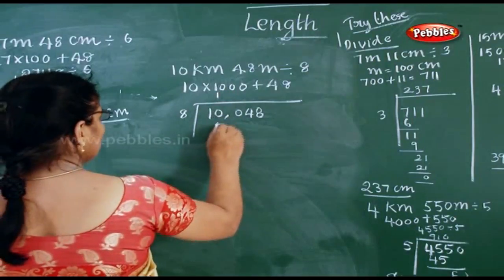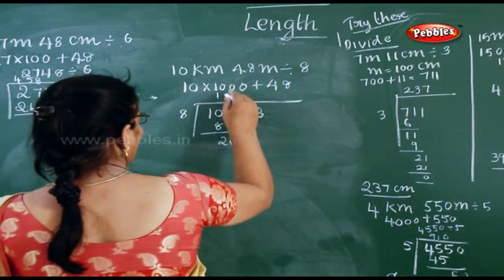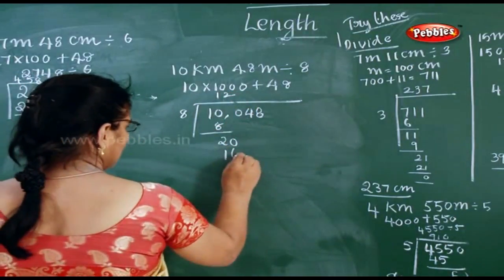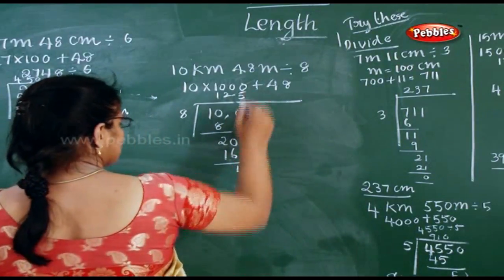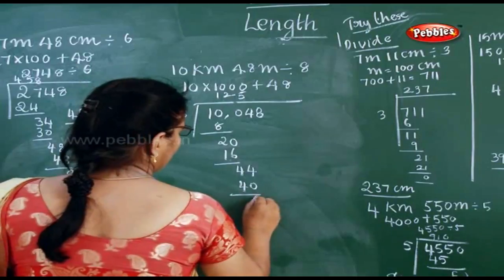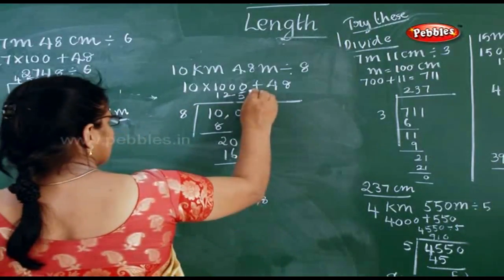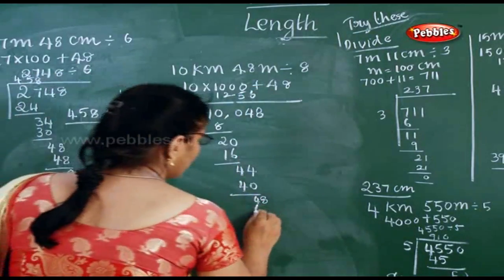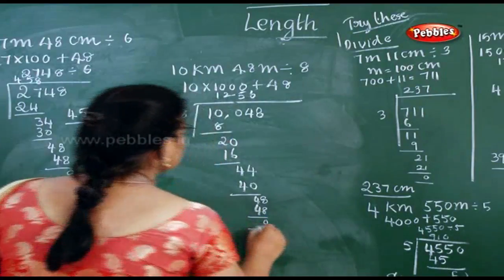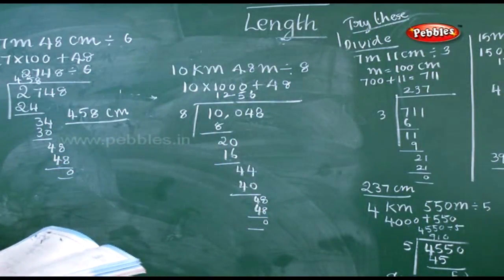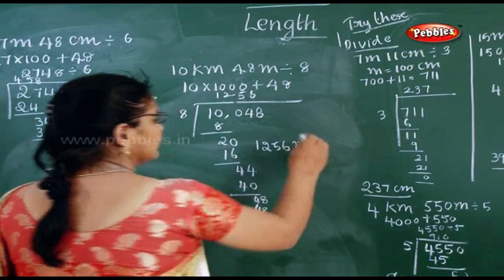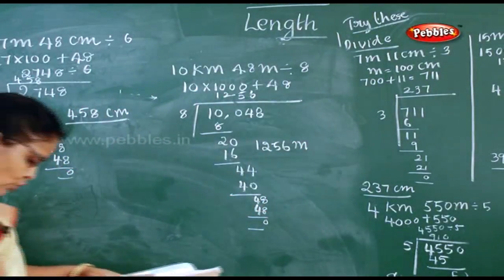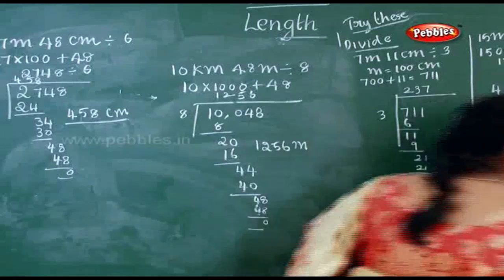8 1s are 8. 20. You will have, what is it? 8 2s are 16. Now you will have 4 4. Now what is it? 8 5s are 40. Now you will have remaining 4 8. 8 6s are, am I right? 8 6s are 48. So the answer is 1256 meter. So this is how you have to do your division sum given in your book.